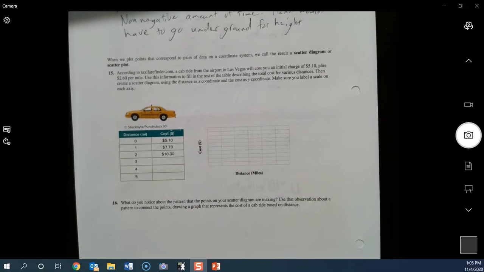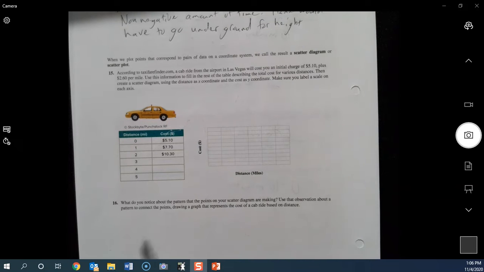Okay, number 15. It said when we plot points that correspond to pairs of data on a coordinate system, we call the result a scatter diagram or scatter plot. According to taxifarefinder.com, a cab ride from the airport in Las Vegas will cost you an initial charge of $5.10 plus $2.60 per mile. Use this information to fill in the rest of the table describing the total cost for various distances. Then create a scatter diagram using the distance as x coordinate and the cost as y coordinate. Make sure you label a scale on each axis.